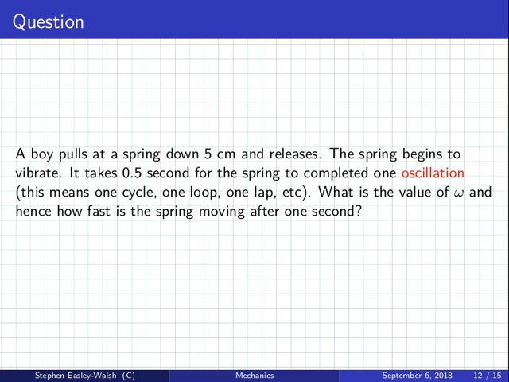If you really think about it, look, it starts here. How long until it gets back to the start? What's the periodic time? I think we said 0.5. Okay, so look, 0.5, it's here. Then another 0.5, where is it? Back at the top. What's the speed when it's at the top?